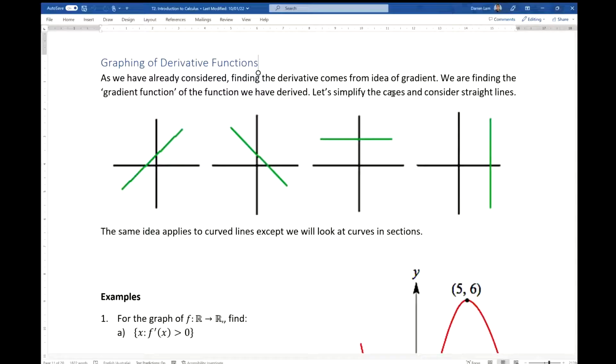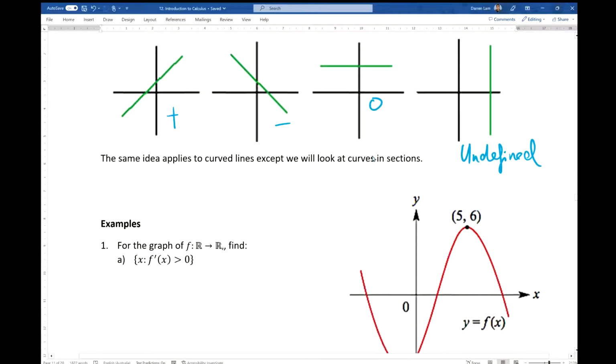Of course, we already know that this is a positive one, this is a negative, right? But the difference between these two we need to identify as well. This one, of course, has a gradient of 0, and this one here is undefined. Okay, so we have our different gradients there. A very common exam question would look like this.